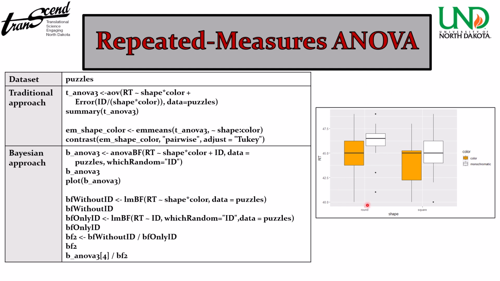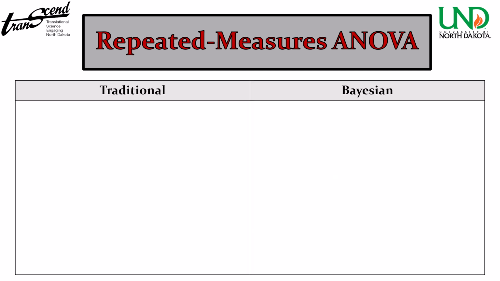So, a summary of what we're actually looking at with puzzles here. Response time is on the y. You see here that there are 2 variables for shape, round or square, and then 2 variables for color, so color or monochromatic. It looks like monochromatic had a little bit higher completion time. The difference between round and square doesn't really look like much at all.